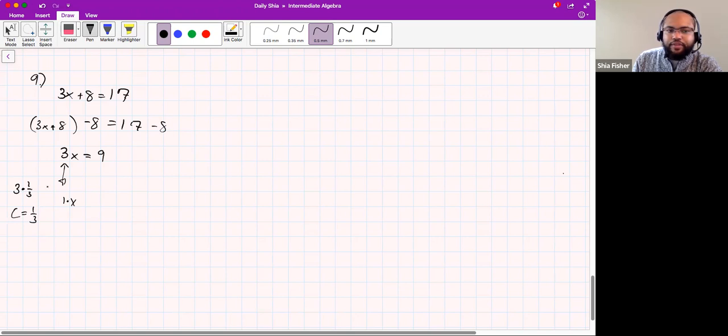And if I do something on the left-hand side, then I have to do it on the right-hand side. So I'm going to need to multiply 9 times C, or basically 9 times 1/3. And that's where I will wind up with 3. So 1 times x equals 3, therefore x equals 3. And that's the solution. I can check it.